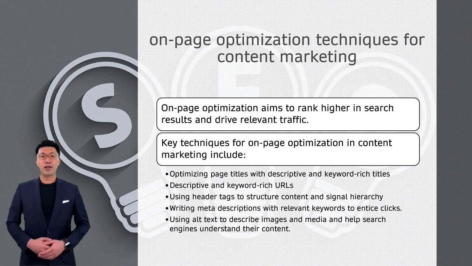Header tags, H1, H2, etc., help to structure the content and signal the hierarchy of information on the page. Meta descriptions are short summaries of the content that appear in search results and should include relevant keywords and entice users to click through to the page. Alt text is used to describe images and other media and help search engines understand what the media is about.